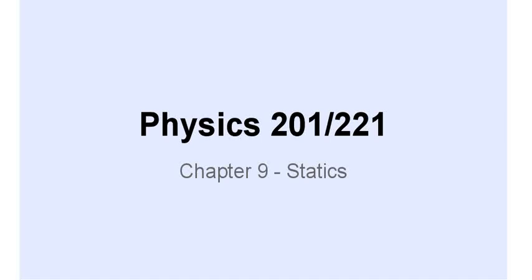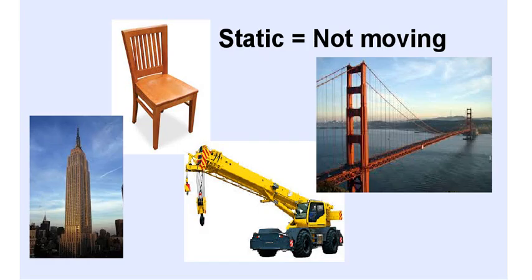It's called Statics. Statics is very simple, very easy to understand. It means that nothing is moving. Here are some objects that we build that we want to be static, that we want to stay in the same place. Right here, if you build a big old building, you want it to stay there, and you don't want it to move. If you sit on a chair, if you have a bridge, these things we want to put in place, we want them to stay there.